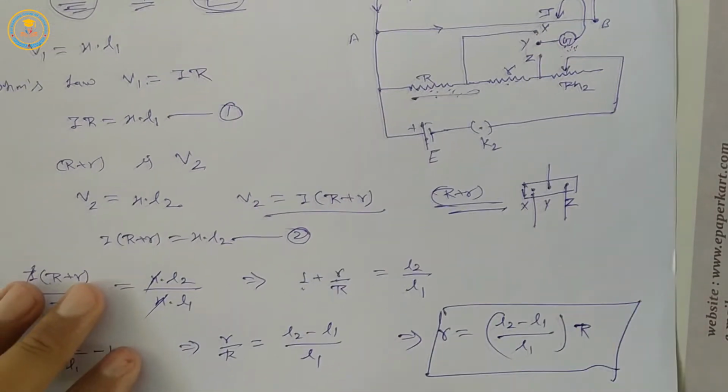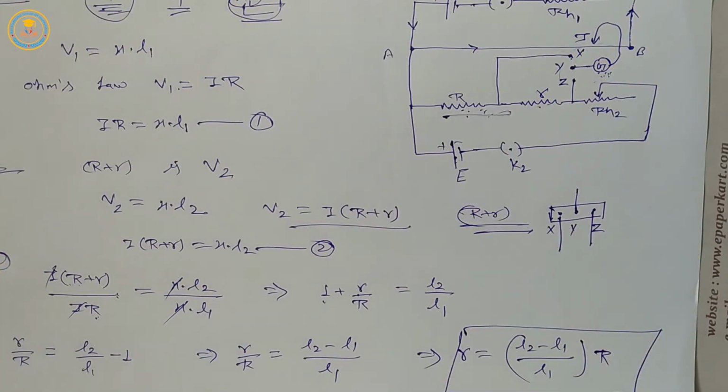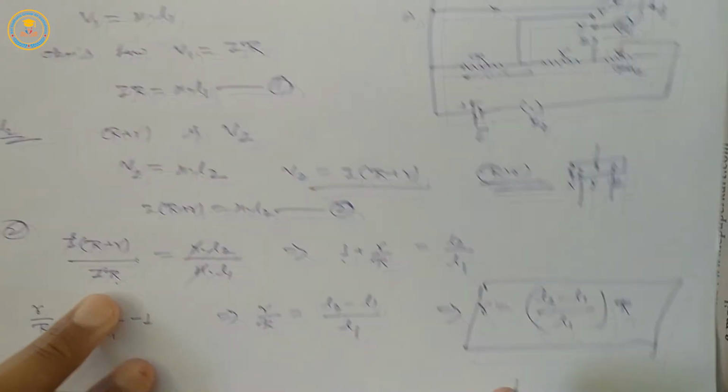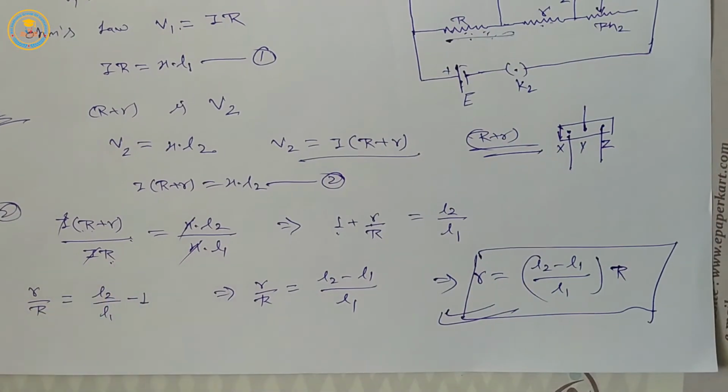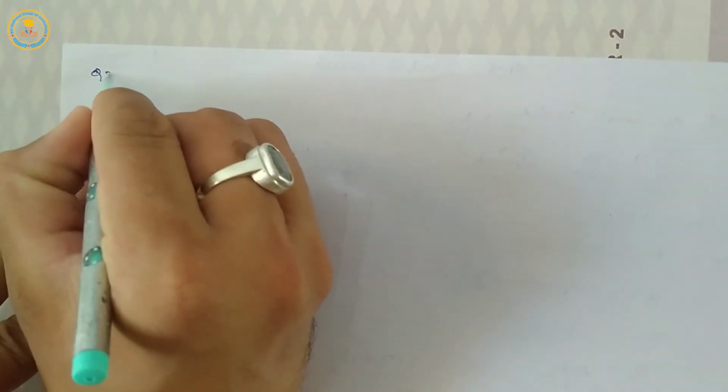In this way we find the small resistance with the help of a potentiometer. This is another application of a potentiometer. This is very important for our annual examination, and it is also used in our practical examination and numerical questions. So learn it carefully and remember this expression for small resistance.